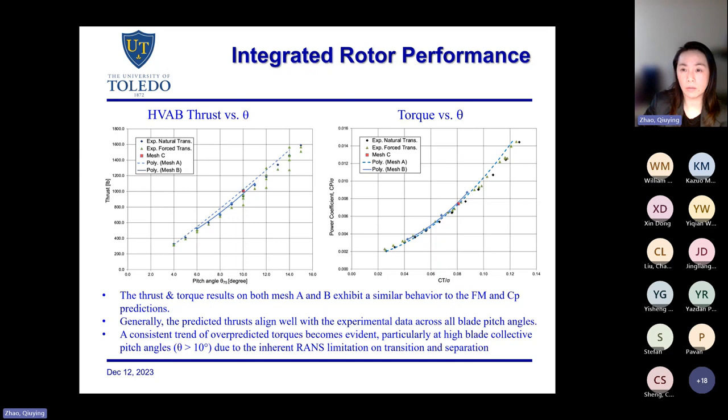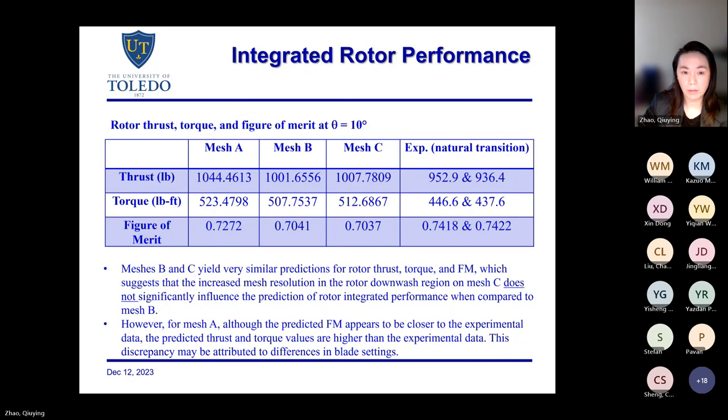This is the integrated rotor performance. Right. So now we tabulate the dimensional thrust, torque, as well as the figure of merit of 10 degrees of all meshes and compare them with the corresponding experimental data. And from here, we can directly see that's purely for the 10 degree pitch angle.